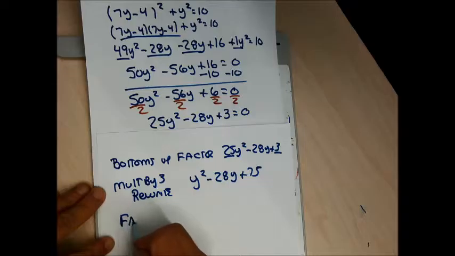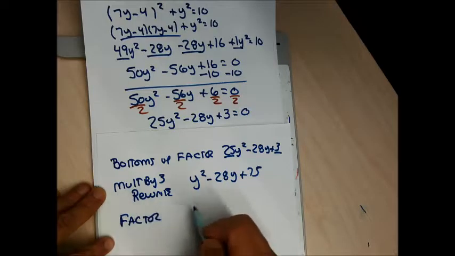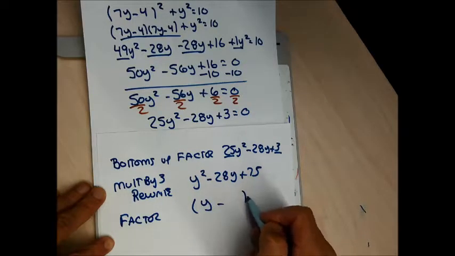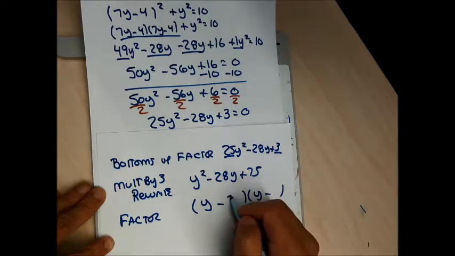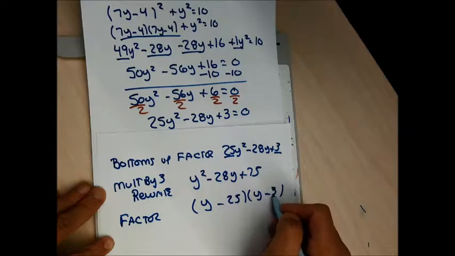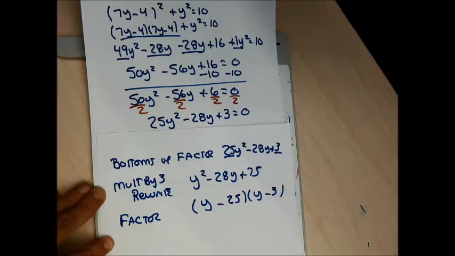Second step is to factor. This is a double minus factoring. My lasts need to multiply to 75 and add to 28. That's 25 times 3, because 25 times 3 is 75, and 25 plus 3 is 28.